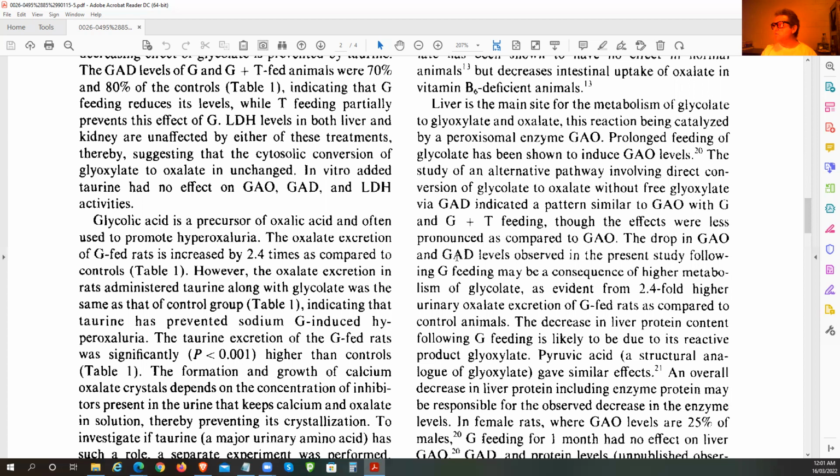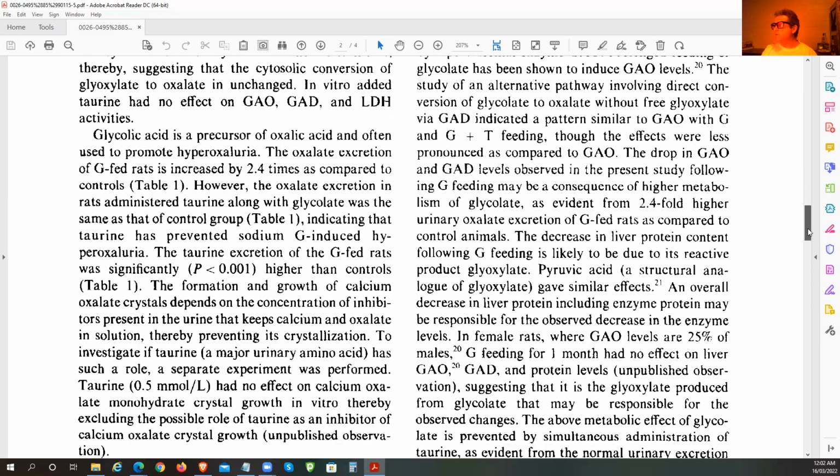The drop in GAO and GAD levels observed in the present study following G feeding may be a consequence of higher metabolism of glycolate, as evident from 2.4-fold higher urinary oxalate excretion of G-fed rats as compared to control animals. So we see these ones that are actually getting this substance in are having much higher levels, 2.4-fold, which is quite significant in percentage terms. That's 240%.